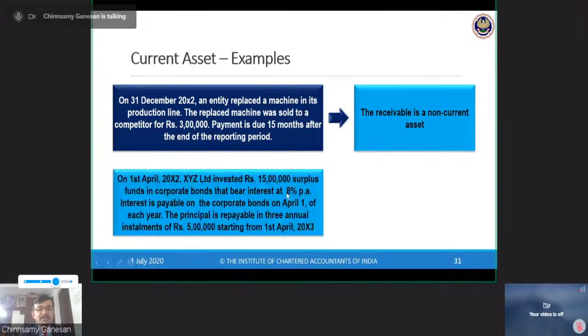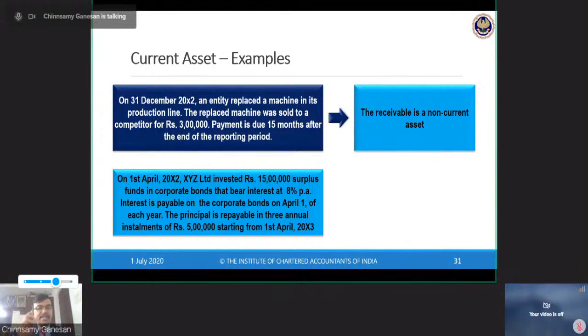I have invested 15 lakhs of corporate bonds that bear interest at 8% per annum. Interest payable on the corporate bonds is on April 1st of each year. The principal is repayable in 3 annual installments of 5 lakhs starting from 1st April 2013. Here little bit of difference is coming in. It is not having only one maturity date, and accordingly I cannot simply put that number in a single classification. I have to identify what are all the things which will be happening.